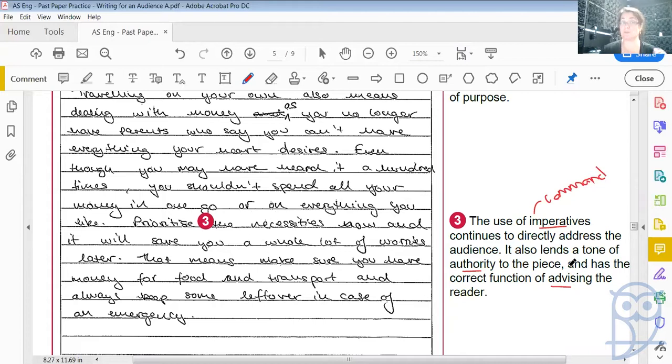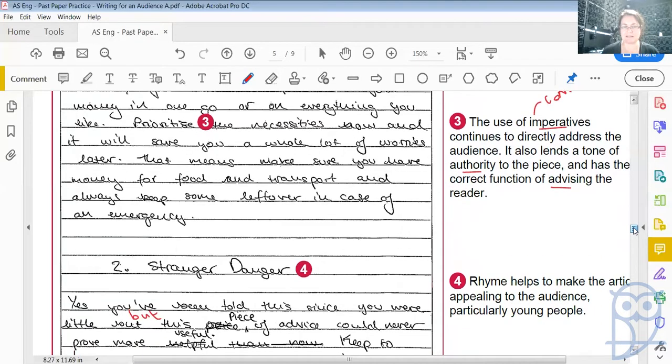So the advice is to prioritize, okay? It's nicely worded, nicely phrased. "Prioritize the necessities now, and it will save you a whole lot of worries later." That means make sure you have money for food and transport, and always keep some left over in case of an emergency. So that's a very good and valid point, full of advice.